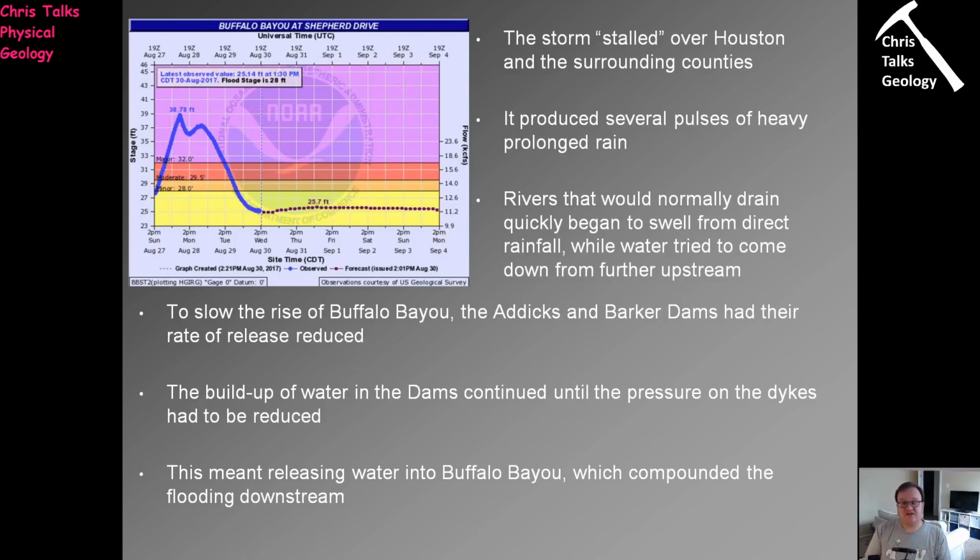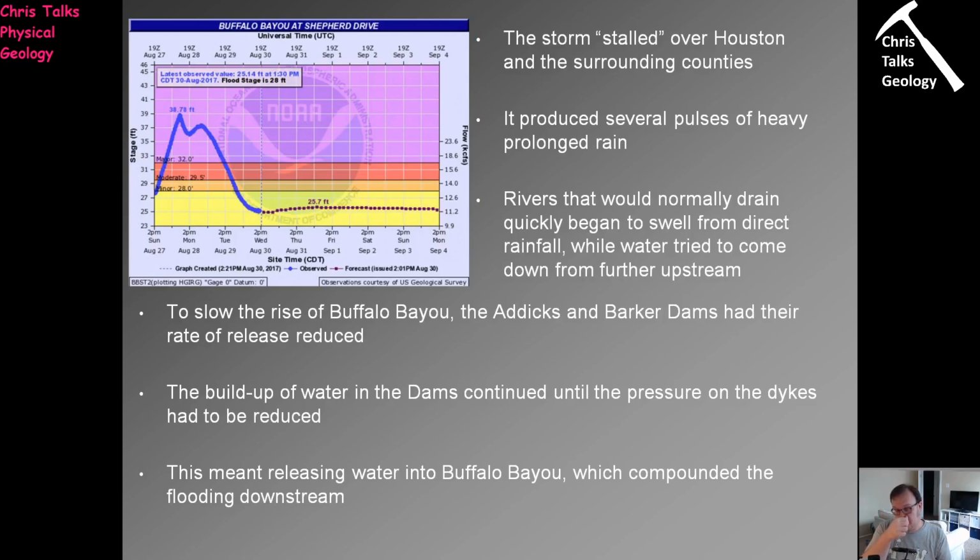Combine that with the fact that Houston is a very heavily urbanized area. We've gotten rid of a lot of the grassland and forest in the area. And so we've essentially caused the water to move across the surface a lot faster, also increasing our rate of flooding.